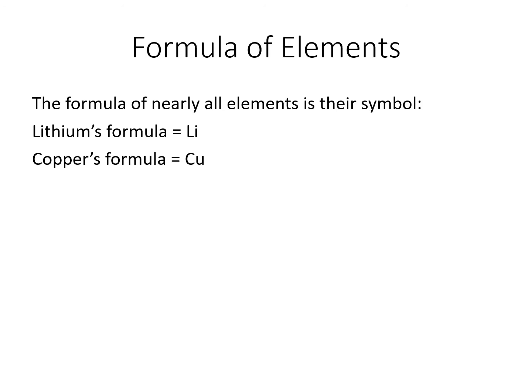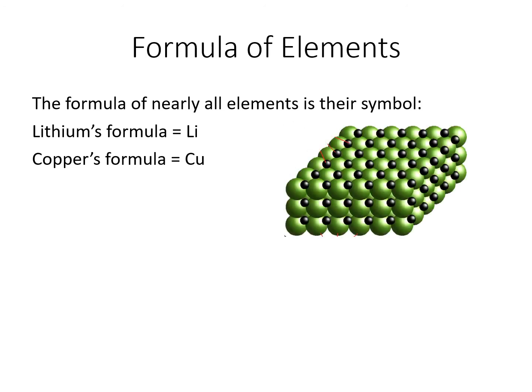That's not the case. If we were to look at a sample of lithium, for example, it may look something similar to this here, where the green spheres are the positive lithium ions and the black spheres are the delocalized, the freely moving electrons. The reason why lithium's formula is Li as opposed to Li, however many atoms there are there, Li 2 trillion or whatever it is, is because each of those atoms is exactly the same. So therefore we just use the symbol Li. In the same way with copper, if you get a sample of copper, every single atom is the same, therefore we just use the symbol Cu.